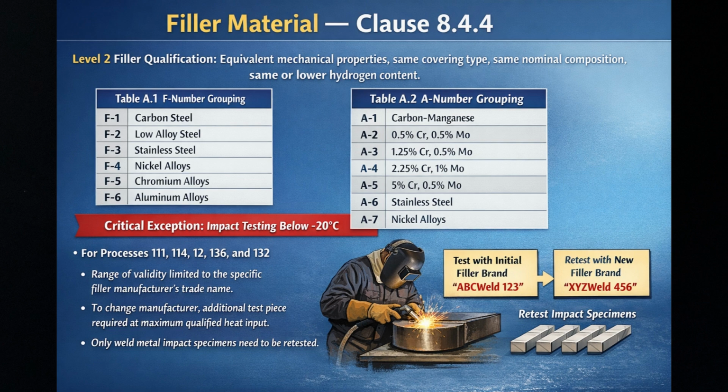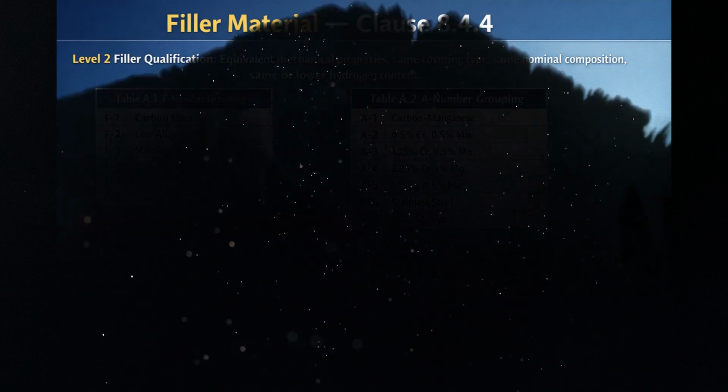The critical Level 2 exception, when impact testing is required by the application standard at temperatures below -20 degrees Celsius, for processes 111, 114, 12, 136, and 132, the range of validity is restricted to the specific manufacturer trade name of the filler material used in the procedure test. To change manufacturer, an additional test piece must be welded at the maximum qualified heat input, and only weld metal impact specimens need to be retested. This exception does not apply to solid wire and rods with the same designation and nominal chemical composition.